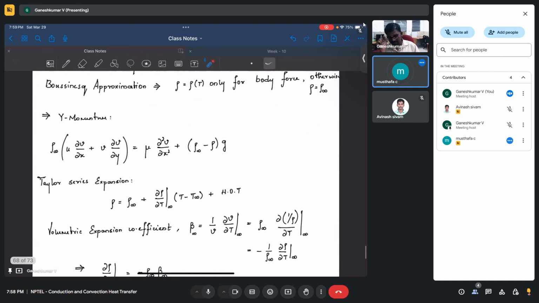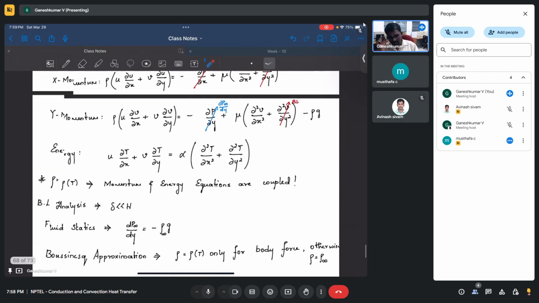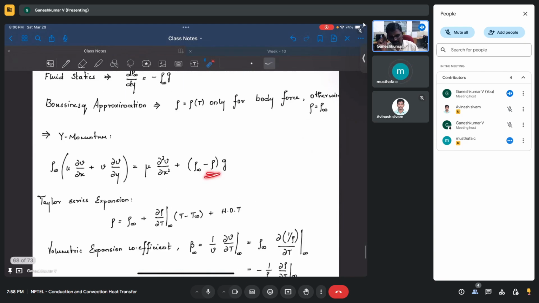So you will end up having a y momentum equation something like this. This dp infinity by dy is rho infinity g, because of the Boussinesq approximation. So rho infinity minus rho, into g, is what you have here. And this other part is rho infinity, which stays as rho infinity. So only this rho is a function of temperature, and that is what the Boussinesq approximation is.